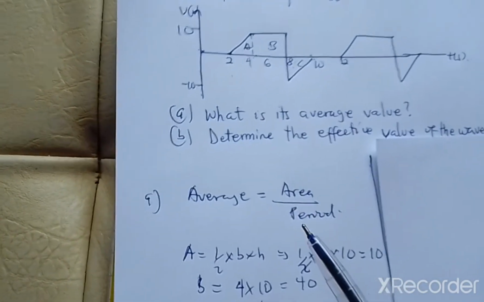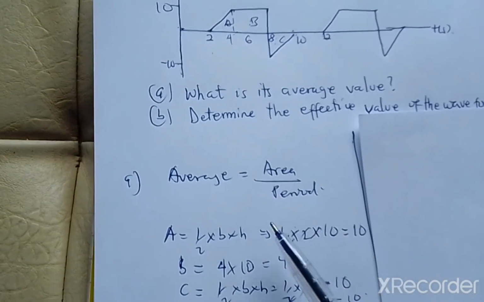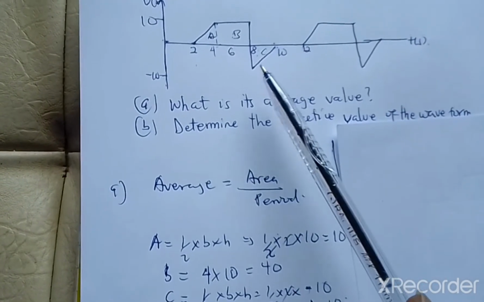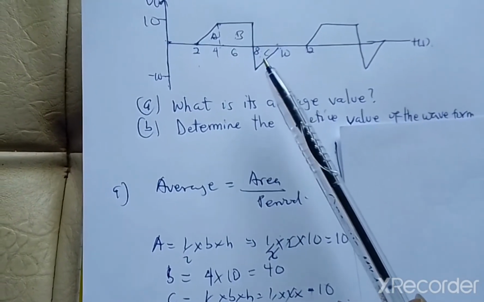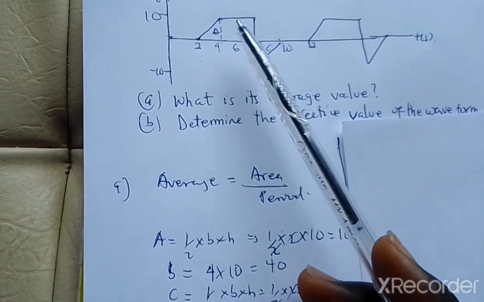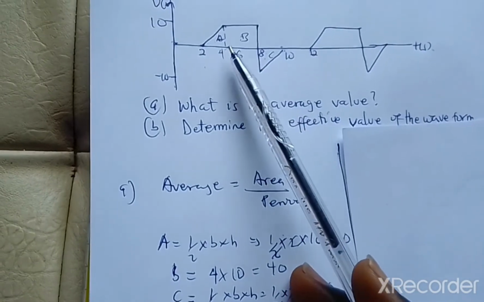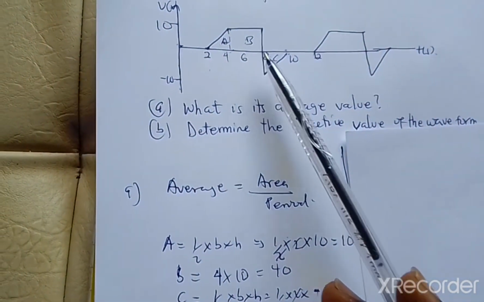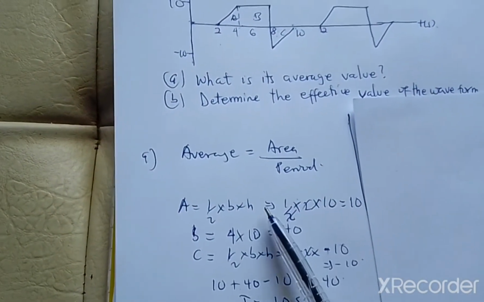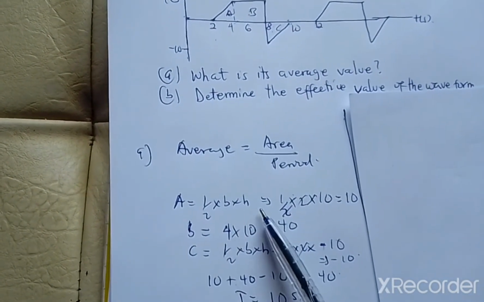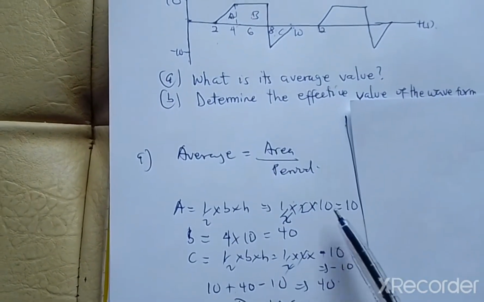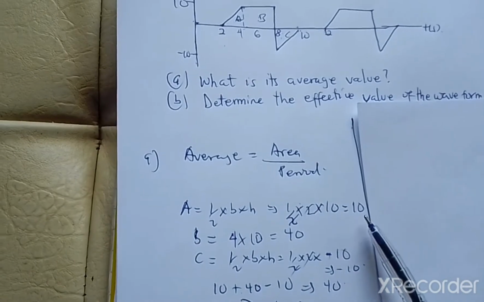Now average is always equal to the area of a cycle divided by the period. So for this cycle, you have to find the area, and these cycles are definite shapes, so you can find the area from their dimensions. We have A, B and C, where A is a right angle triangle, B is a rectangle, and C is also an inverted right angle triangle. The area of the A part is half base times height, half times the base, which is from 2 to 4, that is 2, times the height, which is 10. That will give us 10.